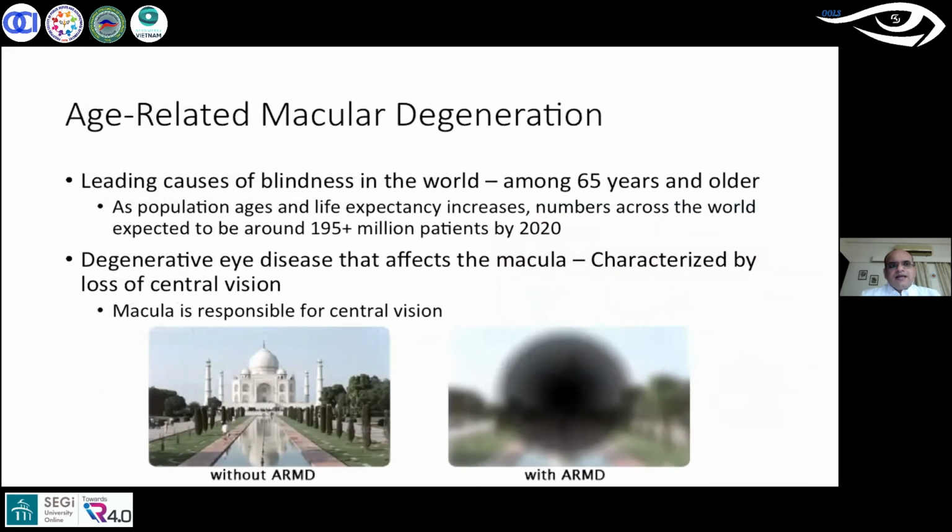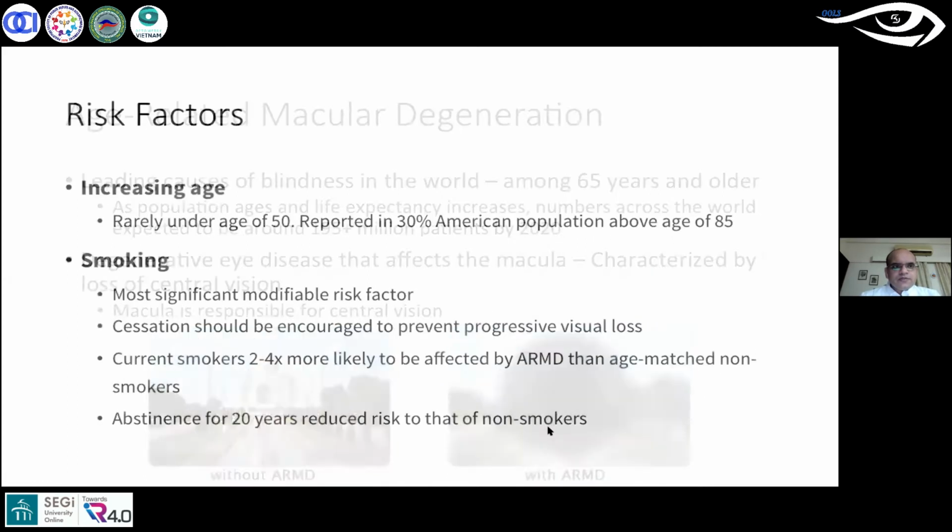So what exactly is age-related macular degeneration? It's one of the leading causes of blindness in the world, more so in the developed nations, among people 65 years and older. As the population ages, life expectancy is increasing. The number of patients affected by age-related macular degeneration is expected to be currently around 195 to 200 million. It's a degenerative disease that affects the macula, characterized by loss of central vision, since the macula is responsible for central vision.